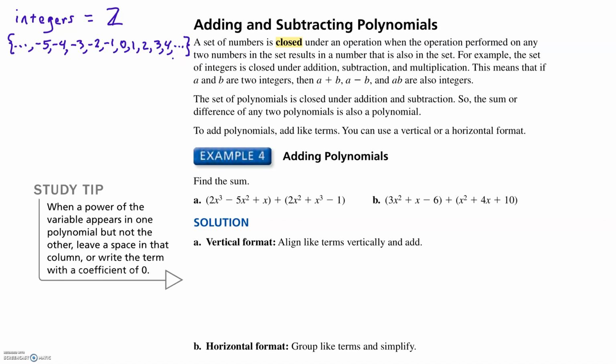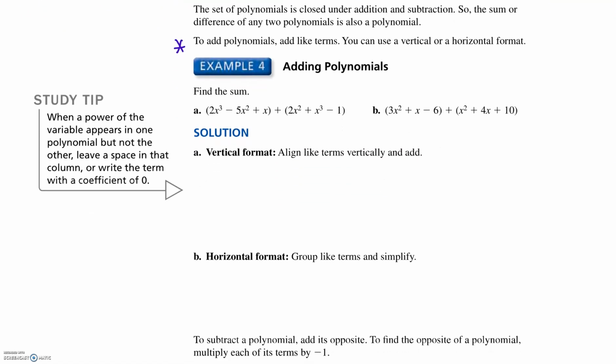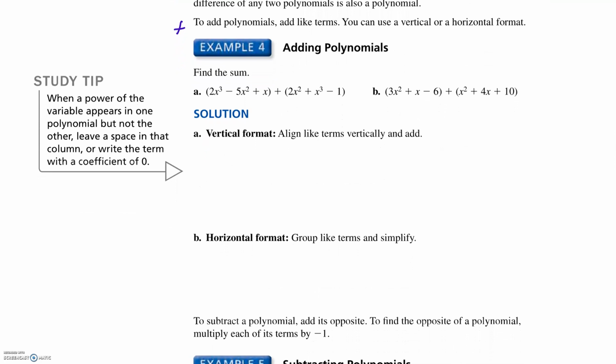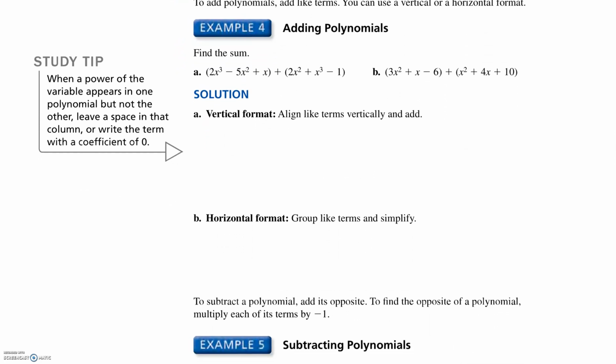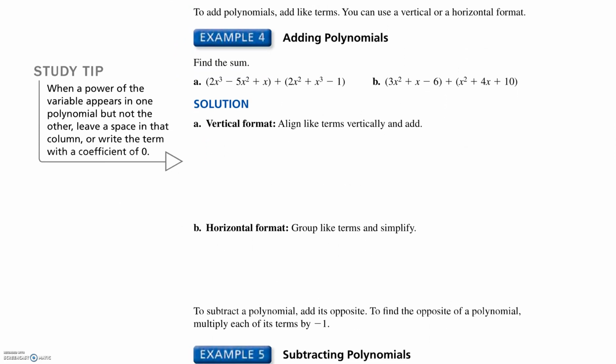Okay, so to add polynomials, you guys actually probably did this last year. If you add 2 polynomials, you add like terms or combine like terms. We're going to do this vertically. We're also going to do it horizontally. I'm going to show you both formats. So the first one, we're going to do a vertical format. It helps to have them in standard form. So we're going to take the second one, which is not in standard form, and we're going to change its order just a little bit.